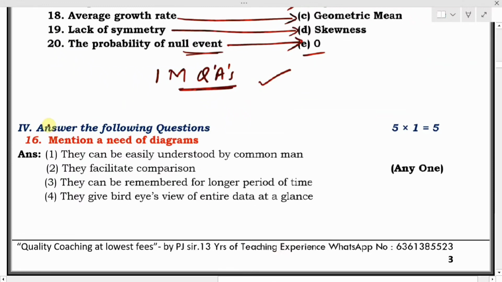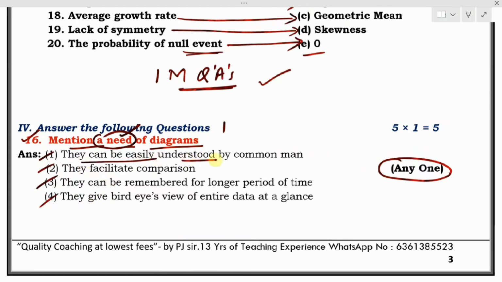In that first question, that is question number 16, mention a need of diagrams. It is diagrams and graphical representation chapter's question. Mention one need, it is said. A need in the sense, only one need has to be written. I have given here four needs for your reference. If you write any one among these also, it is okay in examination.